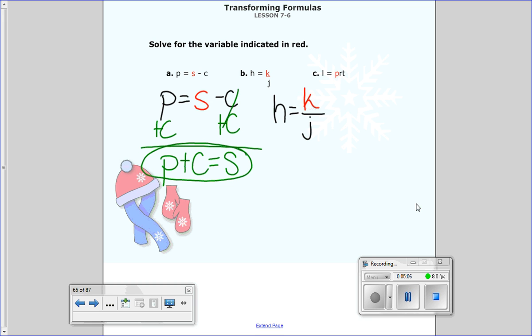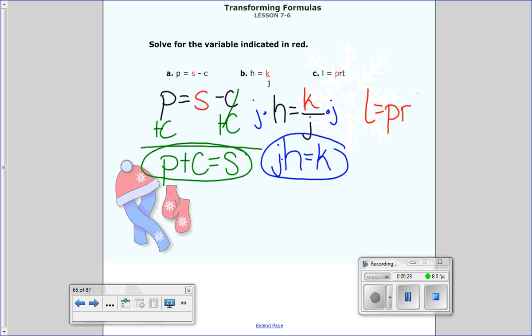j. All right, so again, we need to solve for k, and I take a look. Well, j's on the same side, and they're dividing by it. So here, I times by j. And I have j times h is equal to k. That'd be your answer.